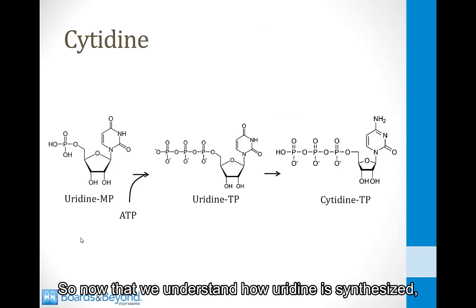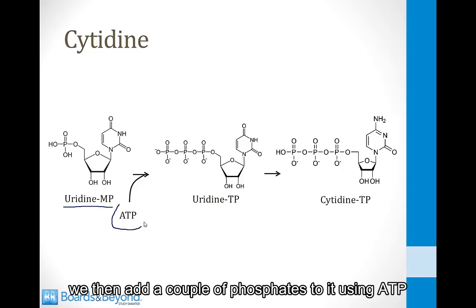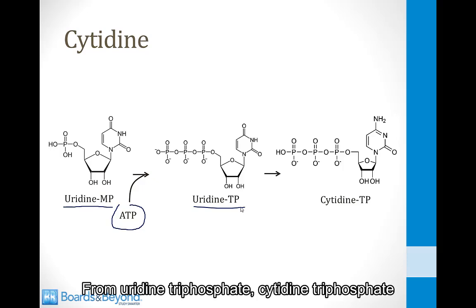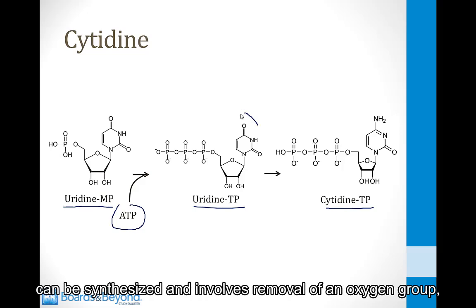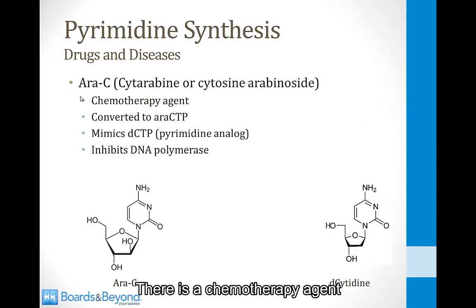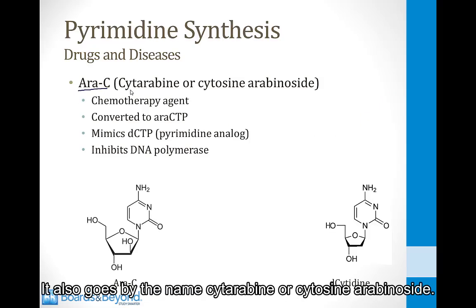So now that we understand how uridine is synthesized, let's talk about how the other pyrimidines are derived from that molecule. So if we start with uridine monophosphate, we then add a couple of phosphates to it using ATP to create uridine triphosphate. From uridine triphosphate, cytidine triphosphate can be synthesized. It involves removal of an oxygen group and addition of a nitrogen group. There is a chemotherapy agent that mimics the structure of cytidine, and it's called Ara-C. It also goes by the name cytarabine or cytosine arabinoside.